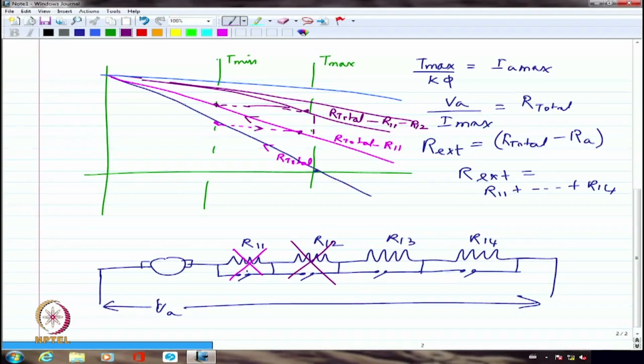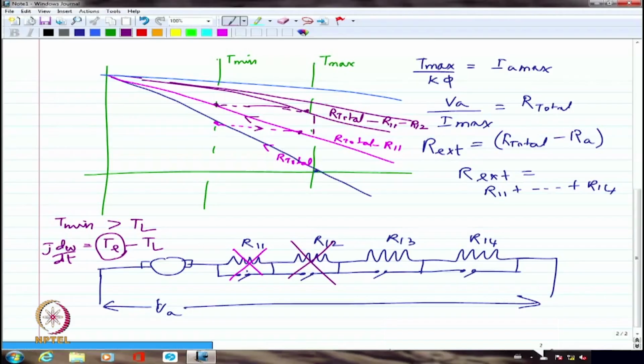Which means T minimum necessarily has to be greater than TL. If it is not greater than TL, I will not get J d omega by dt is equal to TE minus TL. This is the mechanical equation we wrote. T minimum also corresponds to the electromagnetic torque. So unless I have that exceeding TL, I will not have any acceleration. It will not be able to accelerate at all, until even from T max to T minimum I have shown some acceleration. That is only because I am still having some excess amount of torque as compared to load torque. Got it?